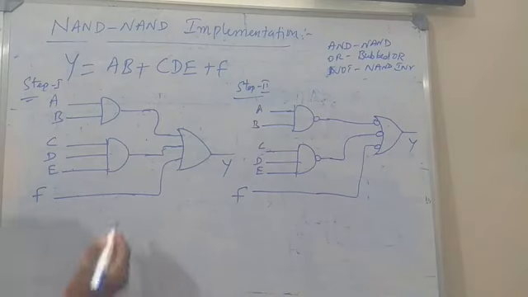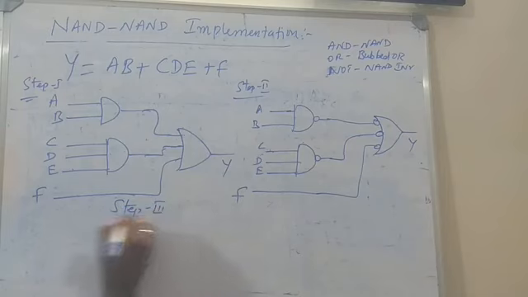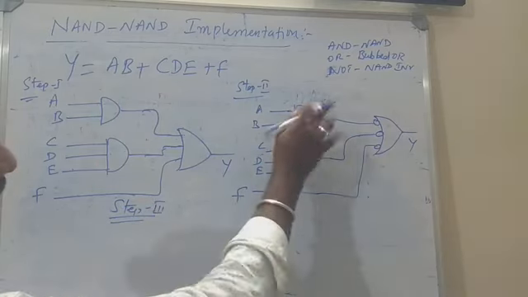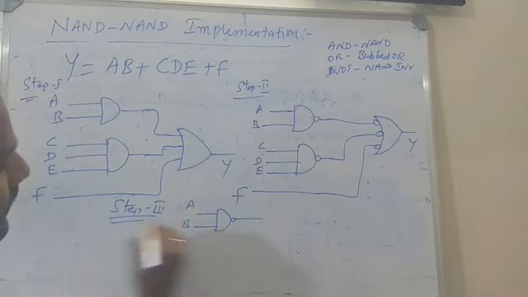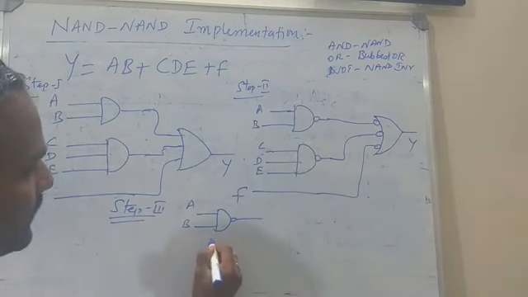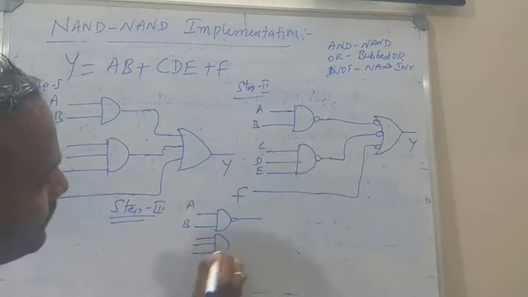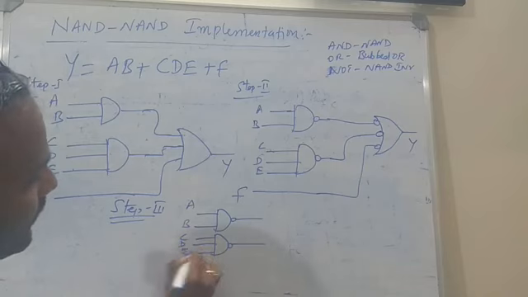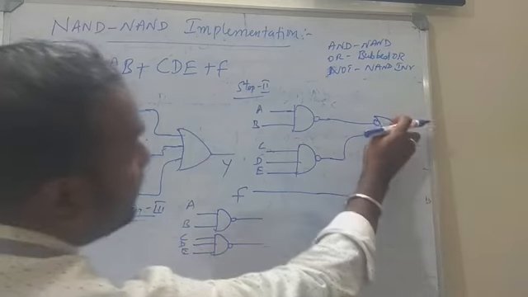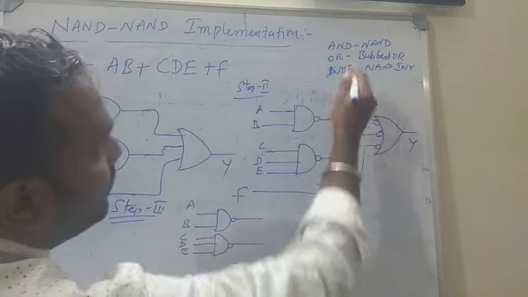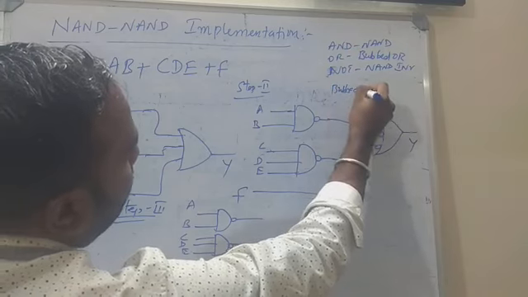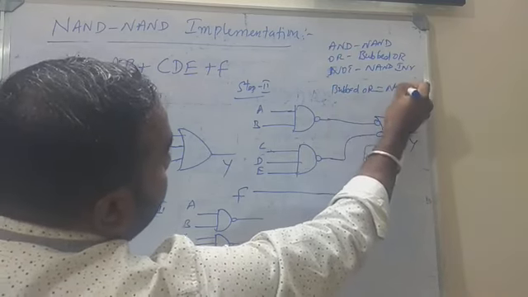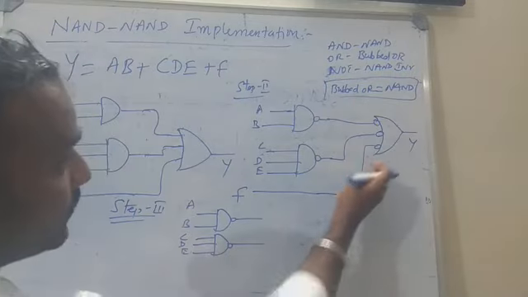Okay, in step 3, what do you have to do now? Step 3, this is the final step. In step 3, see here AND, here a NAND gate is already there, so no problem. So you write the NAND gate with A and B, right? And here CDE, also no problem, NAND gate is there. Now let us see here the bubbled OR. What I told, according to De Morgan's law, bubbled OR is equal to NAND.